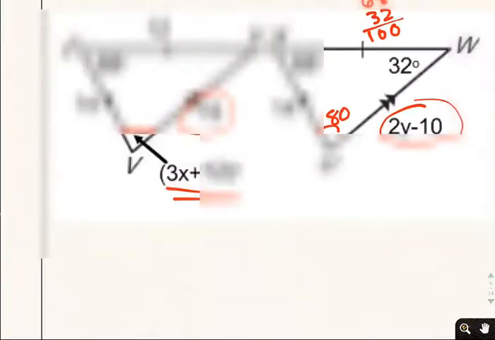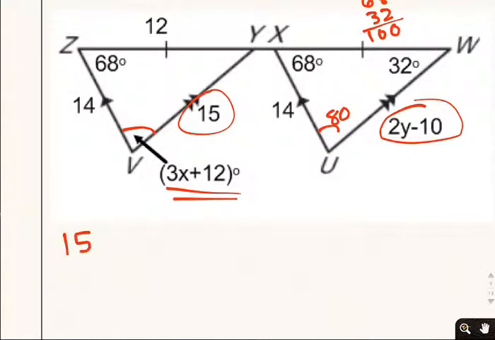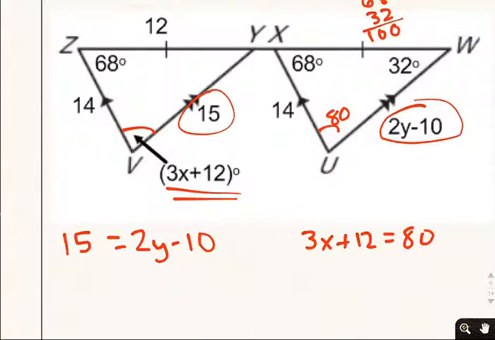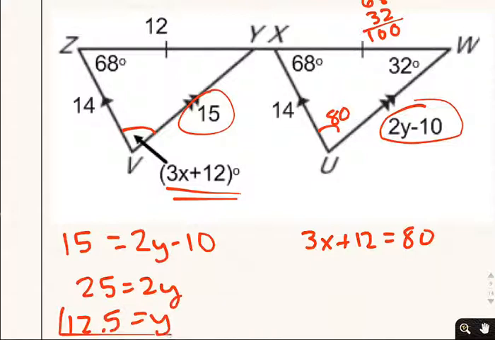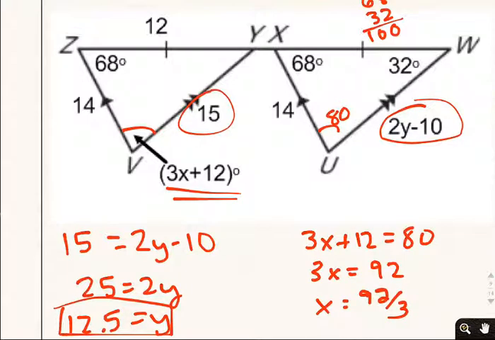So we have the side length, which is 15, is equal to 2y minus 10. And then we have the angle, which is 3x plus 12 is equal to 80 degrees. So now we just got to solve it. Let's solve the y first. So 25 is equal to 2y. So y is going to be equal to 12 and a half. And then over here we have 3x is equal to 92. So x is going to be equal to, and this one is an improper fraction, 92 over 3. And of course, if you want to make that a decimal with a calculator, you totally can.